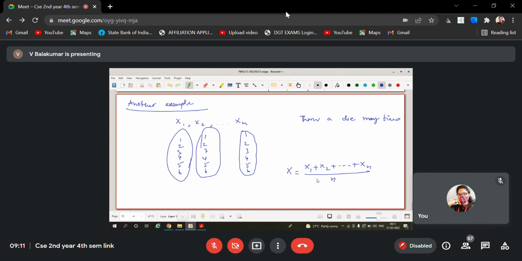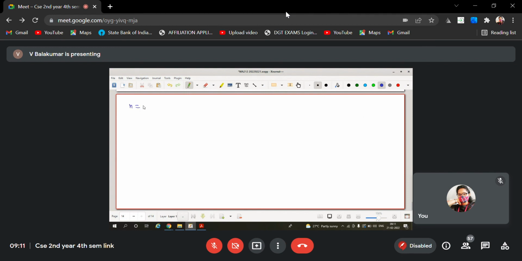Suppose you consider only one die. There is no change in that, because in that particular die, the probability for the average value is also the same thing. Suppose you talk about n equal to 1, through one die. What does it mean? You will be getting this.